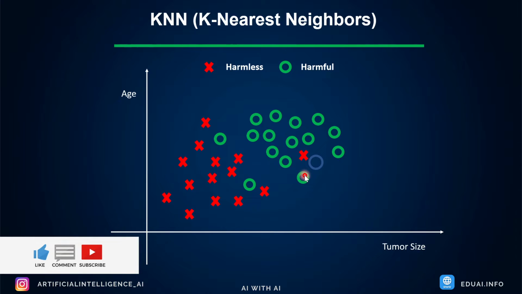One is this, second is this, third is this. So these three are the nearest ones, and the majority goes towards harmful. So now the result is changed. Rather than asking only one guy, we are asking two more guys what type I belong to. So I belong to harmful tumor. Okay, so that's how simple it is.